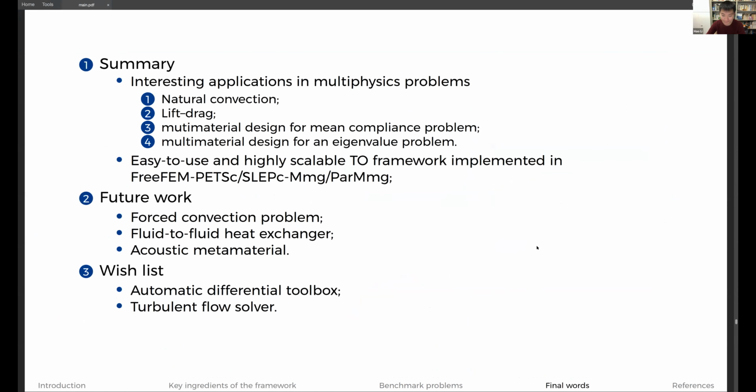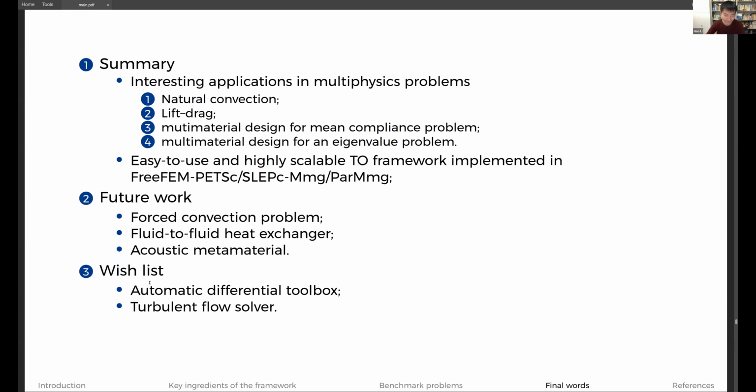Okay, so some final words. In today's talk, we presented some interesting applications in multiphysics problems. Our framework is easy to use and highly scalable, implemented in FreeFEM, PETSc or SLEPc, MMG or ParMMG. In our future work, we will do some forced convection problems, fluid-to-fluid heat exchanger problems, and acoustic metamaterial designs.